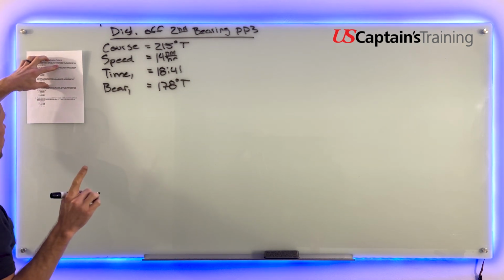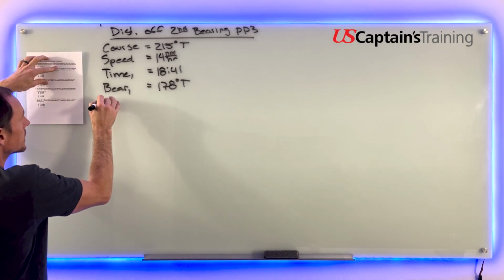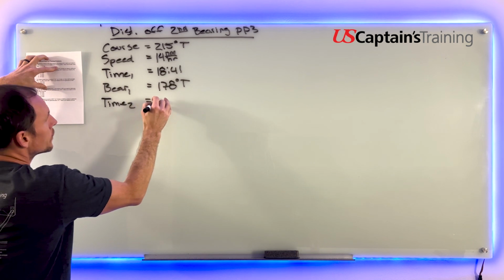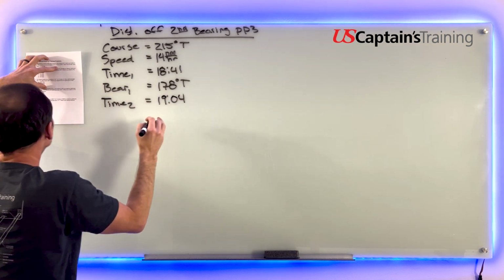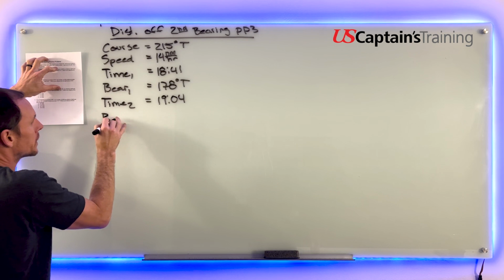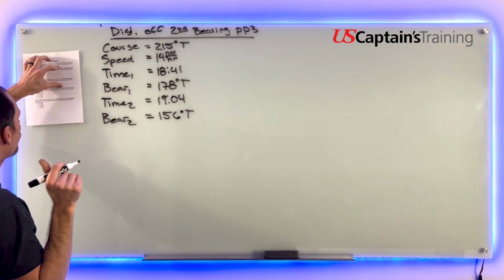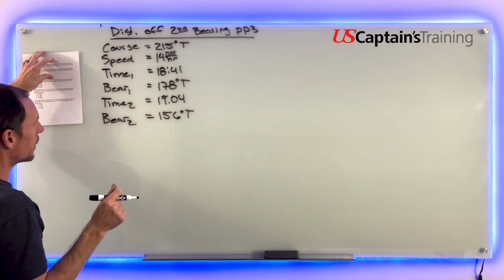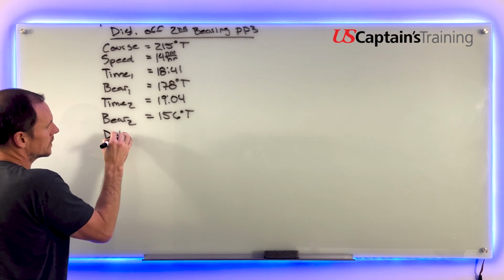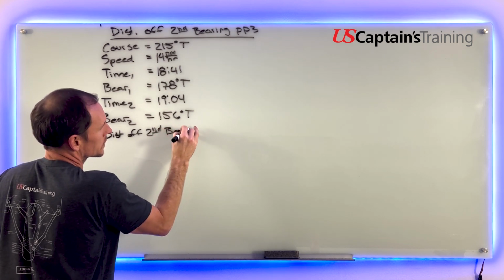And it goes on. At 1904, the same lighthouse bears 156 degrees true. It gave us our second time. Time 2, 1904, 19 hours, 4 minutes. The same lighthouse bears 156 degrees true. It gave us bearing 2, 156 degrees true. And it says, what is your distance off at the second bearing? That's the question. That's what it wants to know.